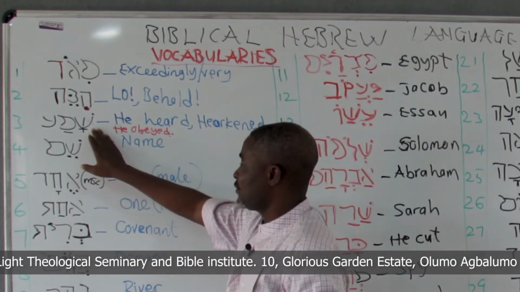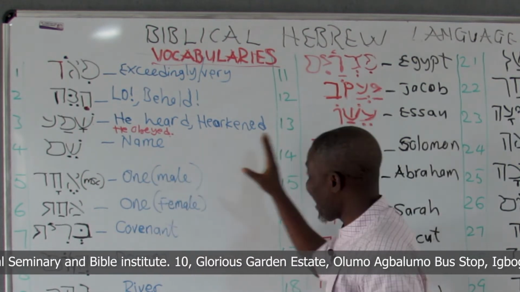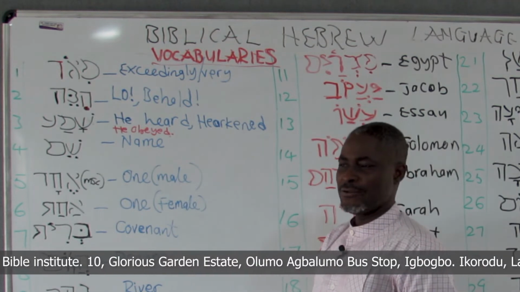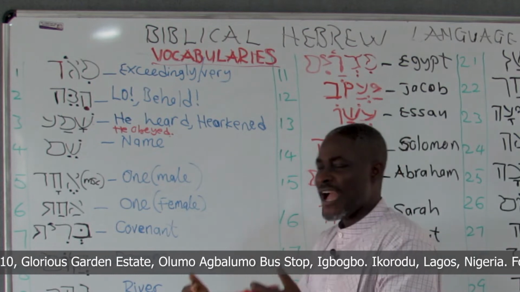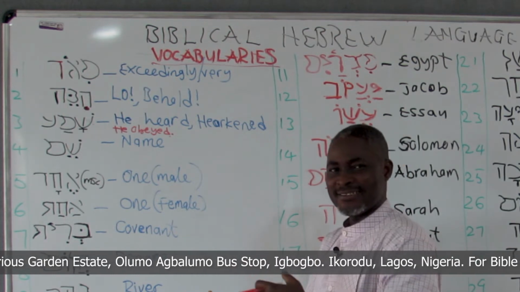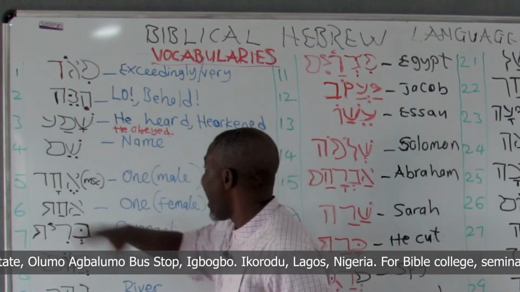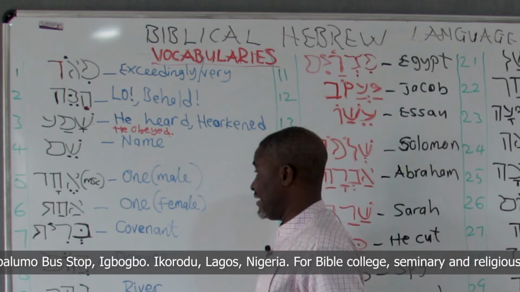The third one, the tough vocab here, is shama, which means he heard, he hearkened, or he obeyed. The root word is always the 'he' form. If you now want to say she heard or they heard, it will be changed. But it is shama: he heard, or he hearkened, or he obeyed.